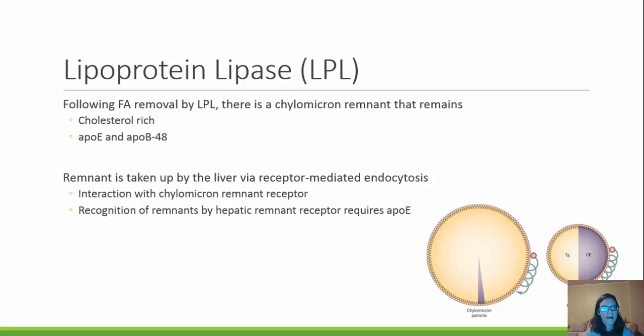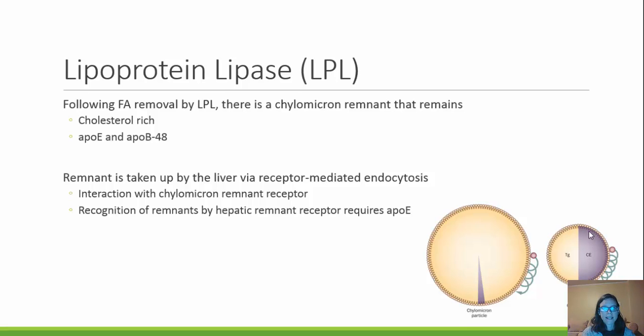So after the removal of the fatty acids via the action of lipoprotein lipase, the chylomicron is left as a remnant. We had our chylomicron with all of our fatty acids in it. The fatty acids are taken away, and what we have left is this chylomicron remnant particle that is very high in cholesterol. This is indicating cholesterol ester. And it also has important lipoproteins, including apolipoprotein E and apolipoprotein B48.